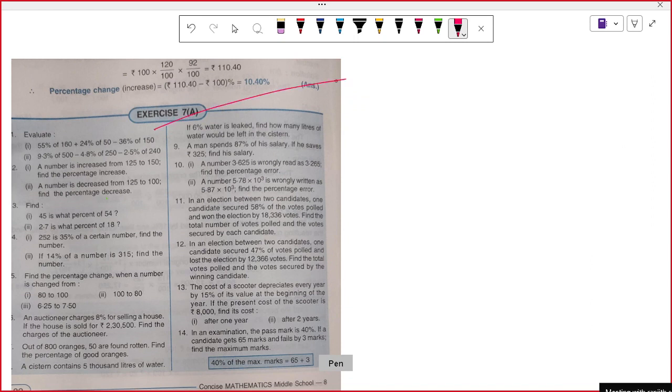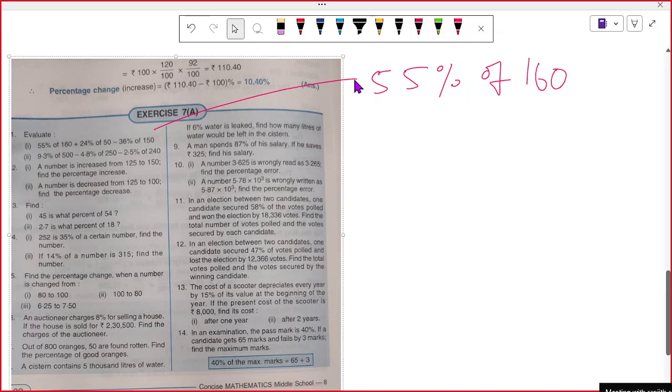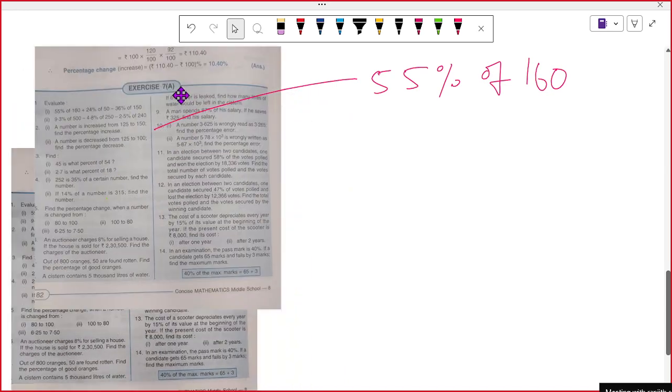55% is given. 55%. Did everyone try this? Who is still doing it? I'm doing it. Yeah, do it, Mariana.